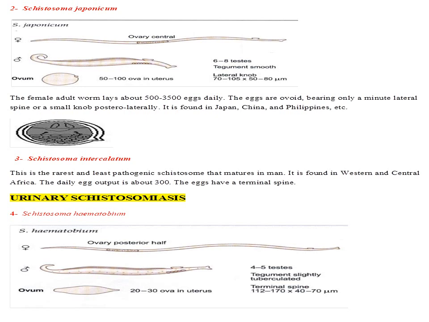Now, urinary schistosomiasis is very important. Here, the ovary is in the posterior half of the female. The male has 4 to 5 testes, and the tegument is slightly tuberculated. The egg is equipped with a large terminal spine, which is very clear and can be seen and differentiated from other species. It causes the disease called vesical or urinary schistosomiasis.